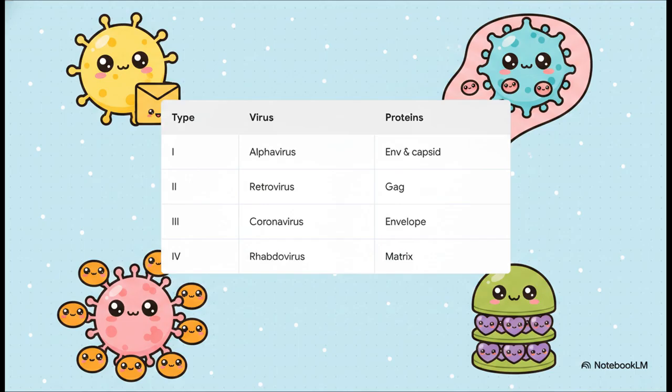But not all budding is the same. There are 4 unique types, and they're driven by completely different proteins. Type 1, like the alphavirus, uses envelope glycoproteins and the capsid. Type 2, like retroviruses, uses the GAG polyprotein. Type 3, like coronaviruses, is driven by envelope proteins. And finally, type 4, like the rhabdovirus, relies heavily on matrix proteins.